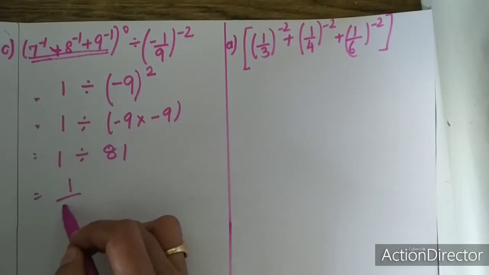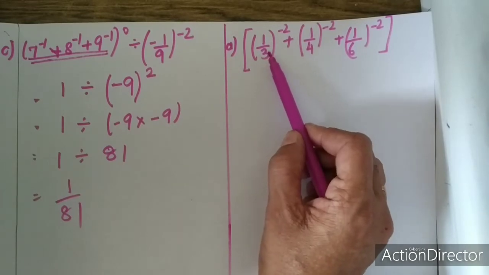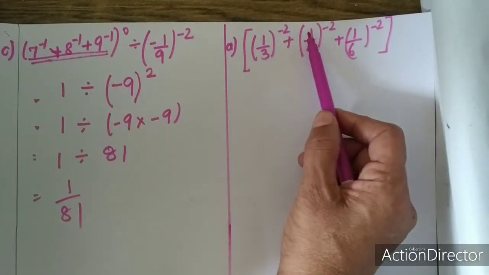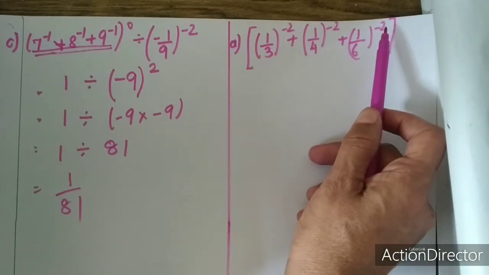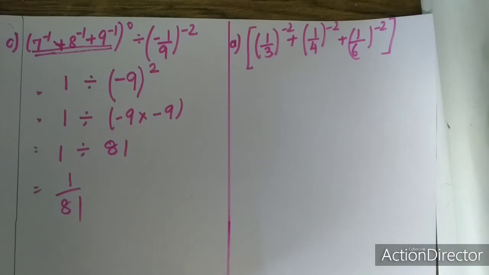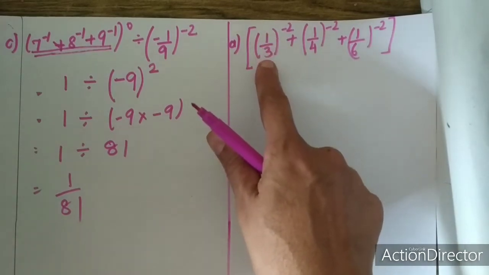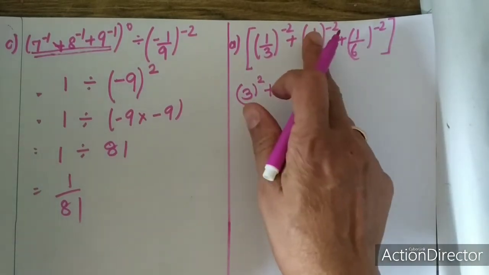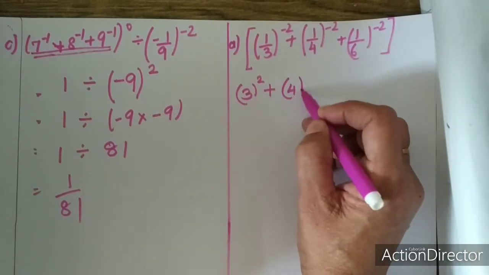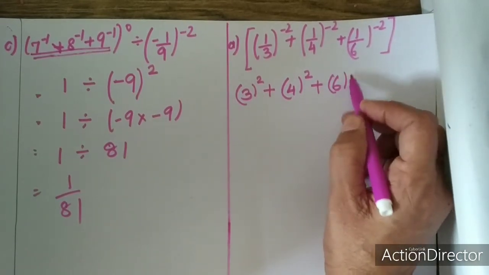or 1 upon 81. Next again, (1 upon 3) whole power minus 2 plus (1 upon 4) whole power minus 2 plus (1 upon 6) whole power minus 2. So the first step is always to make the power positive. Making the power positive means I have to reciprocal the number. Reciprocal of 1 by 3 is 3 power 2, plus reciprocal of 1 by 4 is 4 raised to the power 2, plus reciprocal of 1 upon 6 is 6 raised to the power of 2.